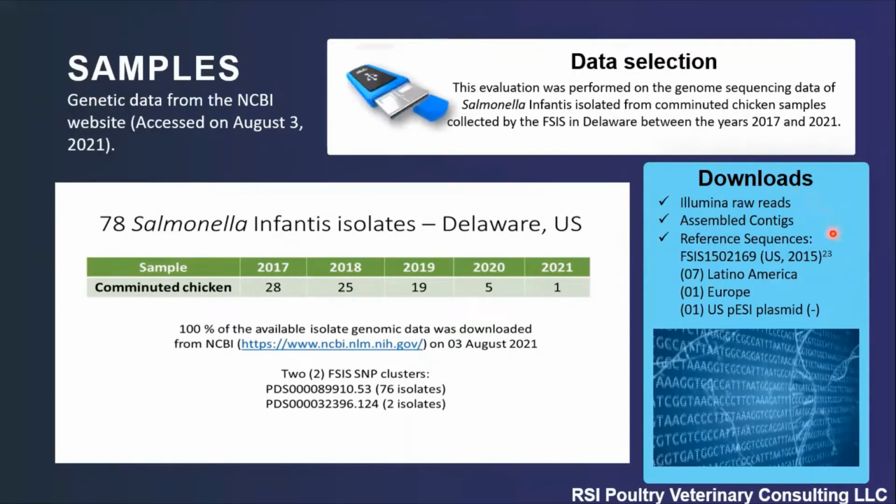The references used for the genetic comparisons include a Salmonella Infantis isolate recovered from chickens in the US in 2015, which was one of the first isolates reported as containing the plasmid of the emergent Salmonella Infantis clone in the US. We also include as references 7 Latin American strains, 1 isolate from Europe, and 1 US isolate that did not carry the plasmid of the emergent Salmonella Infantis clone.